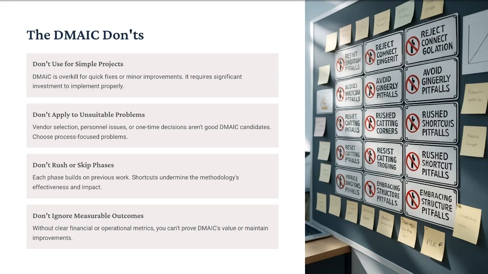It is also critical to never rush or skip any of the phases, as each phase builds on the work that was previously done. Avoid taking shortcuts, as it will undermine the methodology's effectiveness and the impact of applying it. Don't ignore the measurable outcomes because, without clear financial or operational metrics, you will not be able to prove the value of Six Sigma or maintain any of the improvements.